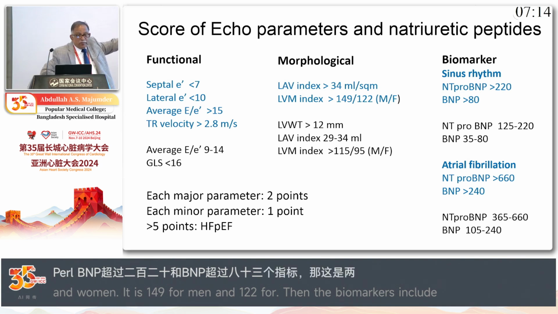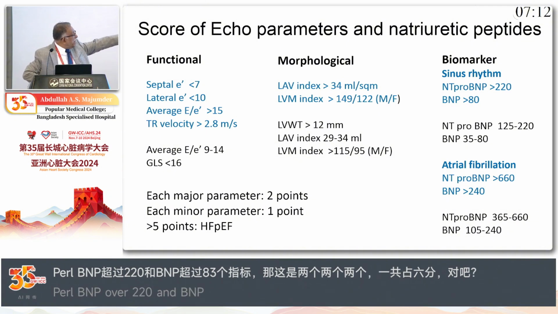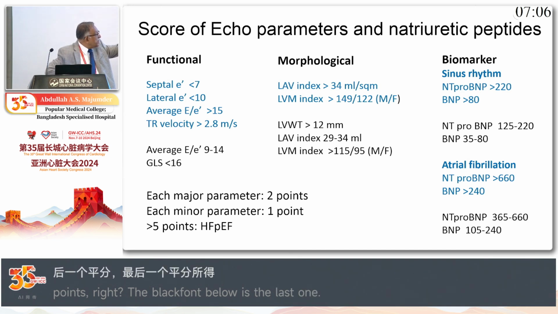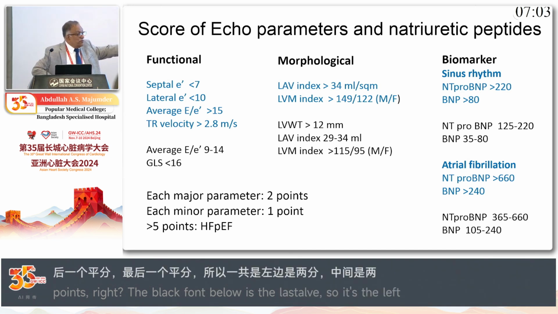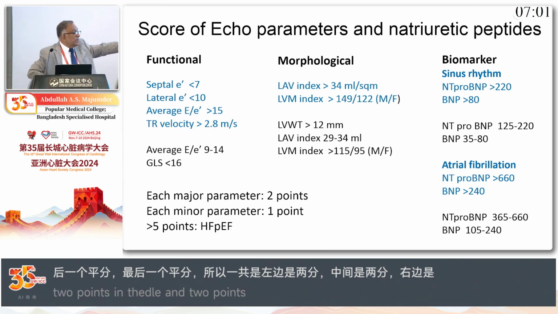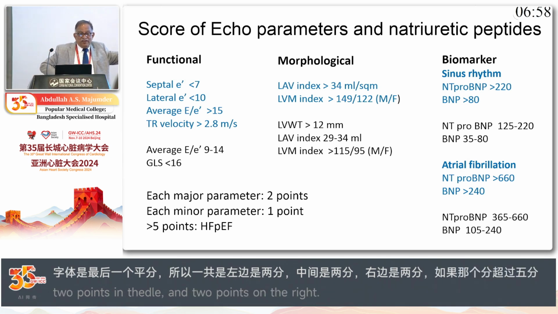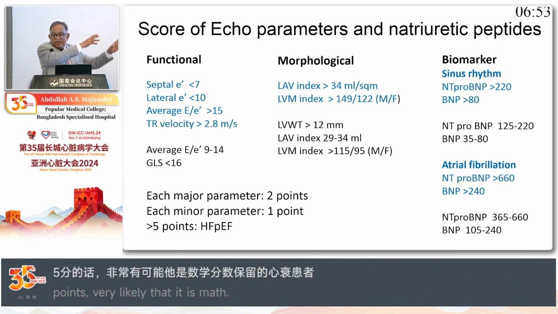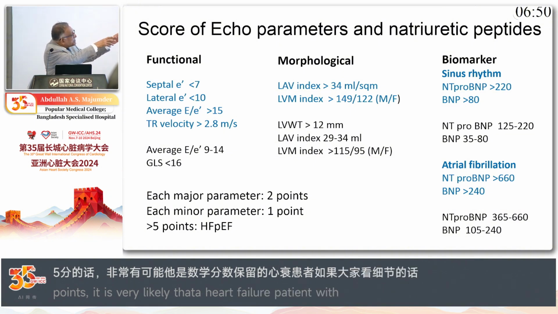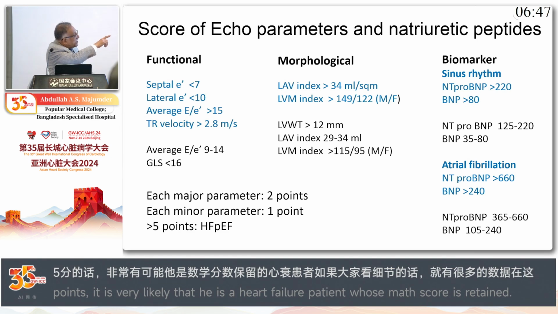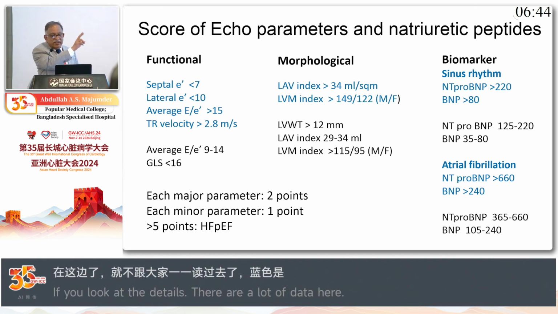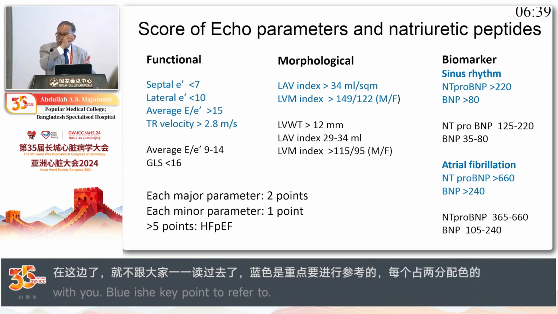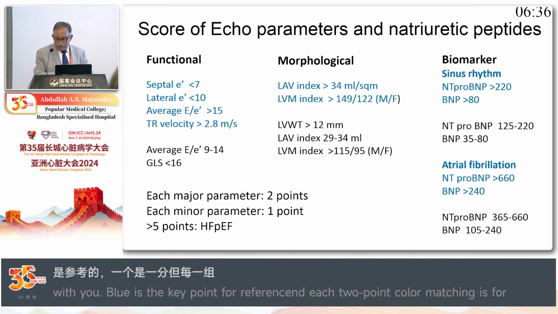And below, in the black letters, these are the 1 point, minor parameters. So each major parameter is 2 points and each minor parameter is 1 point. If the score is 5 or more, then it is likely HFpEF. Though it appears very clumsy, it is not so, if you go through the parameters in detail. The blue lines are the major parameters, 2 points, and the black are the minor parameters, 1 point. But in each group, you take either 2 or 1.